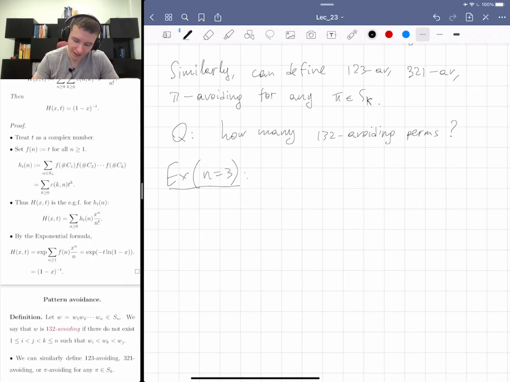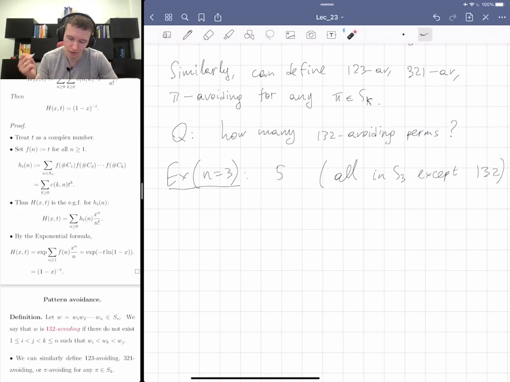Five. Okay, thank you. That is correct. All in S3 except for 1, 3, 2. That's the only one, because to violate the pattern, you have to have all 3 indices involved.